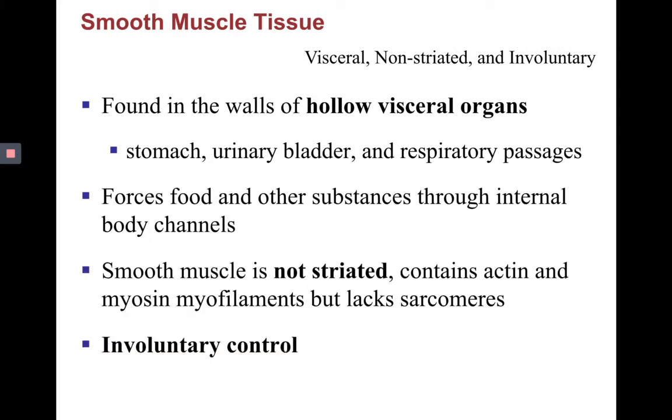Next, let's look at smooth muscle. Smooth muscle tissue is visceral, so associated with body organs, not striated, and is under involuntary control. So it is also controlled by the autonomic nervous system.